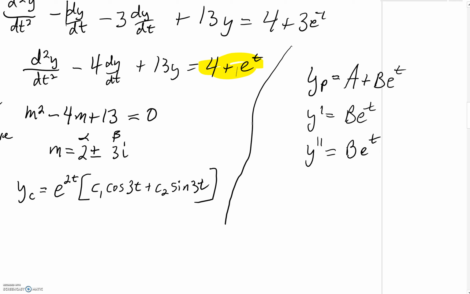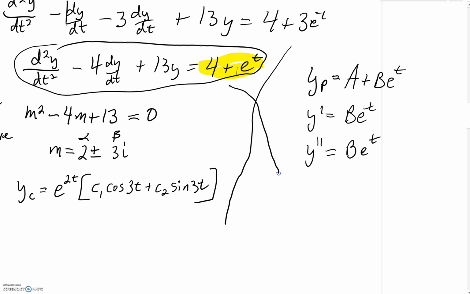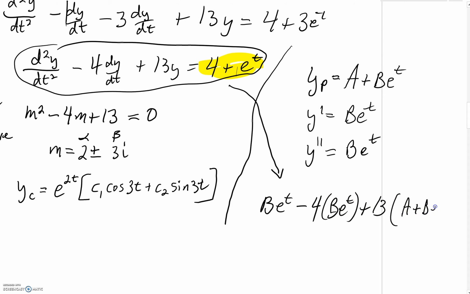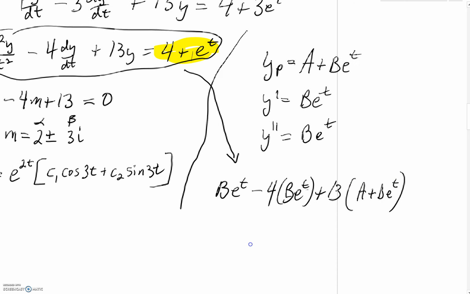And now we're going to recopy this differential equation by substituting in, like for the second derivative, we'll have b e to the t minus 4 times the first derivative. That's b e to the t plus 13 times y. Well, now we'll have our a plus b e to the t. And then our right-hand side, well, we'll have a 4 plus e to the t. And let's just go ahead and get this thing cleaned up real quick.